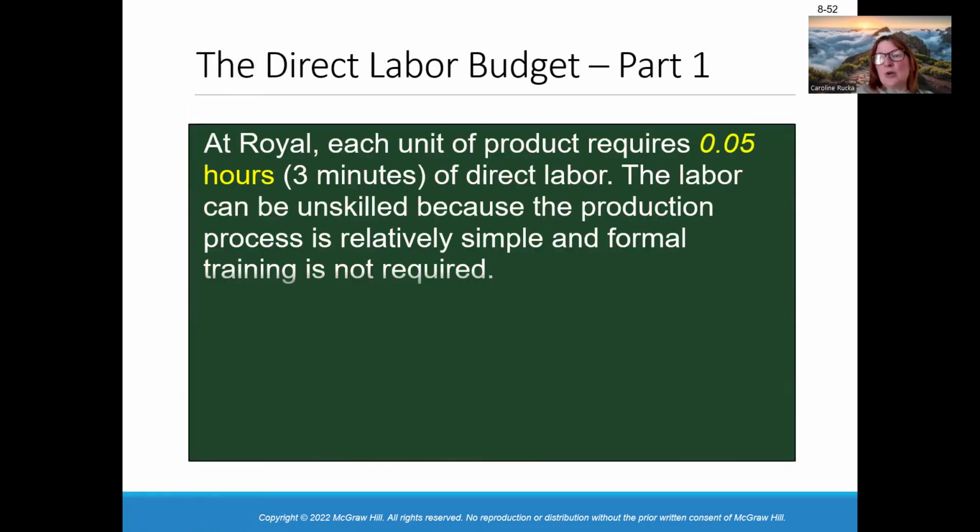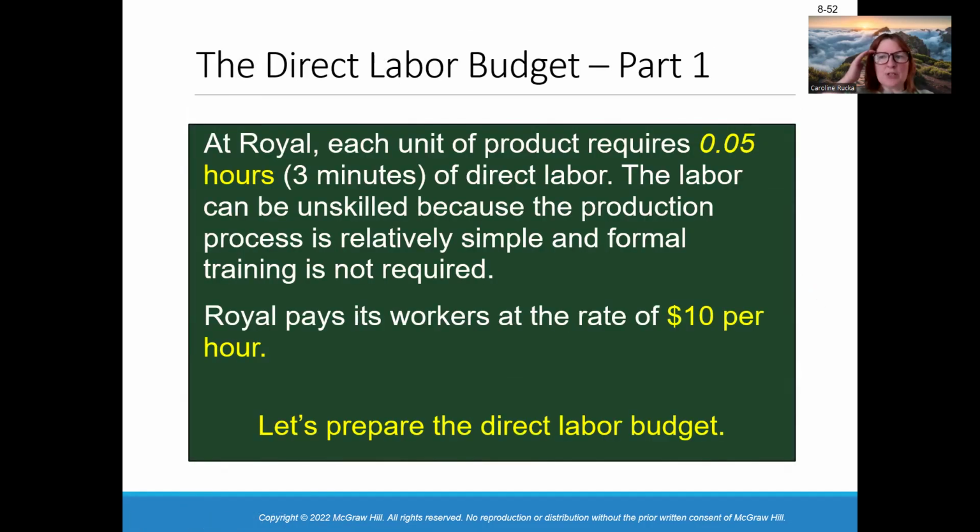All right, so we also need labor to produce this inventory. So each unit of product requires 0.05 hours, that's 3 minutes of direct labor. The labor is going to be unskilled because apparently this is a really easy process. Okay, so Royal pays its workers at the rate of $10 per hour.